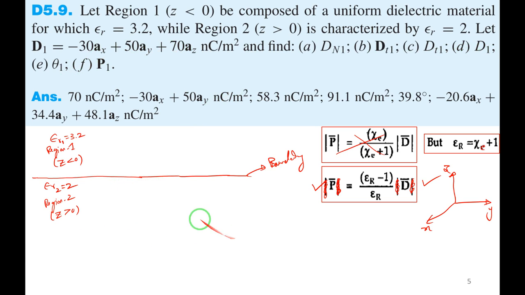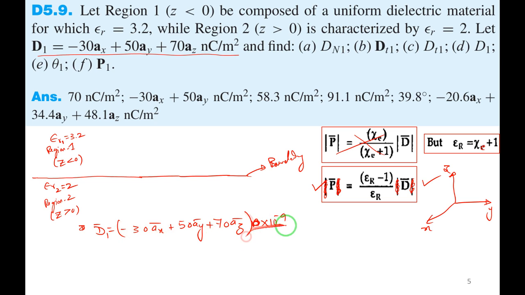We will solve. Before solving, we have to derive some conclusions from the D1 vector. What is this D1 vector? I will write it here, leaving some space for the diagram because I will be using it later. D1 vector is equal to minus 30 ax plus 50 ay plus 70 az nanocoulomb per meter square. Nano means 10 power minus 9, so 10 power minus 9 coulomb per meter square.